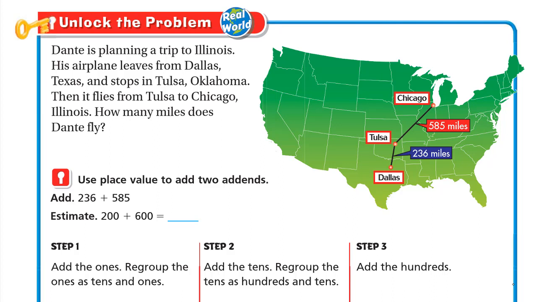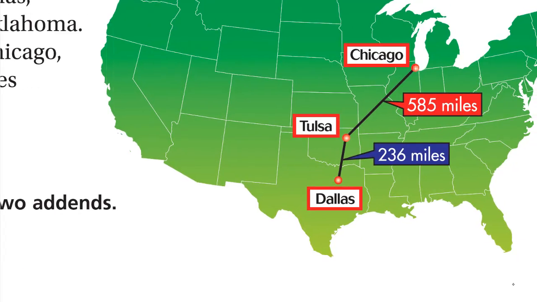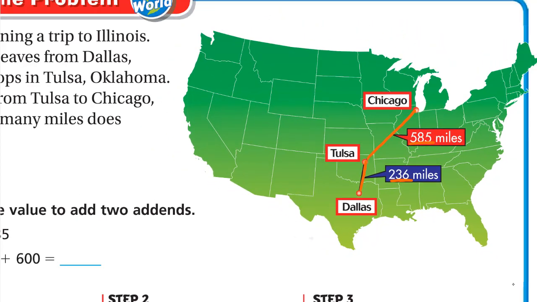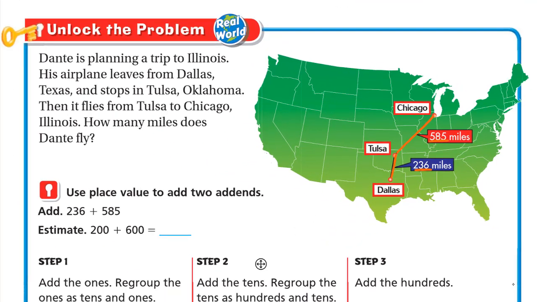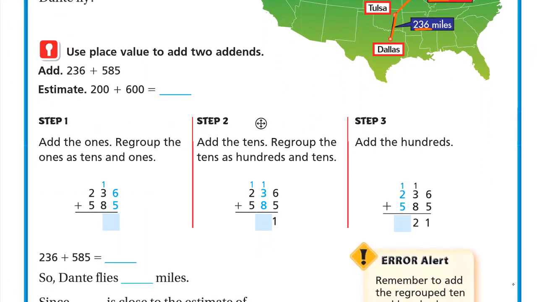So if you look at the picture here, we can see that he flies from Dallas to Tulsa 236 miles. Then from Tulsa to Chicago 585 miles. So in total we will have 236 plus 585 miles. So let's see how we will do this. Okay, so here we will use the place value to add. Add 236 plus 585. Okay, first let's estimate.